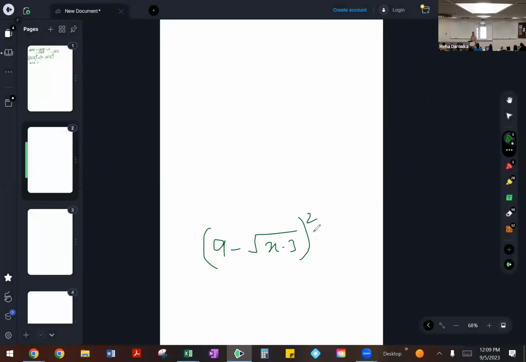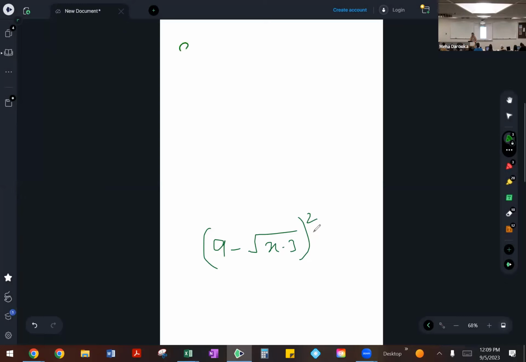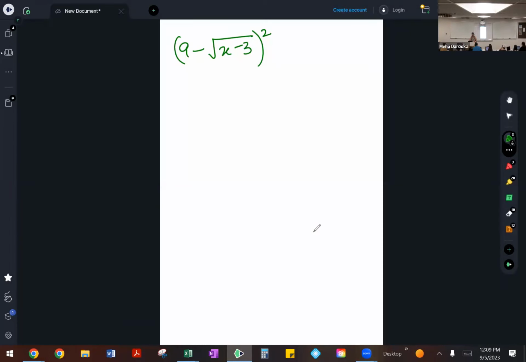All right, so let's talk about how to take the FOIL on that right hand side. So we have 9 minus square root of x minus 3, and we have a whole square. That is where you are writing it out as 9 minus square root of x minus 3 multiplied into itself twice. That's what that means on the right hand side.